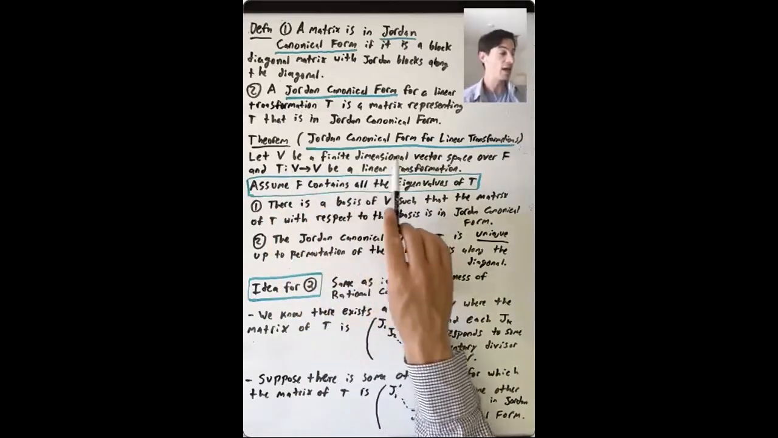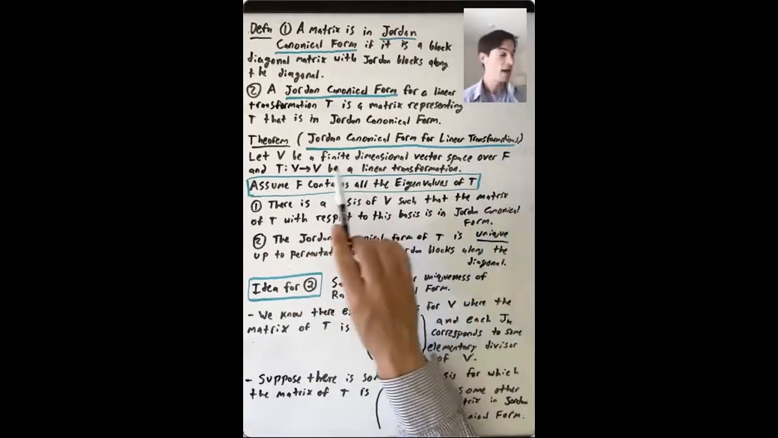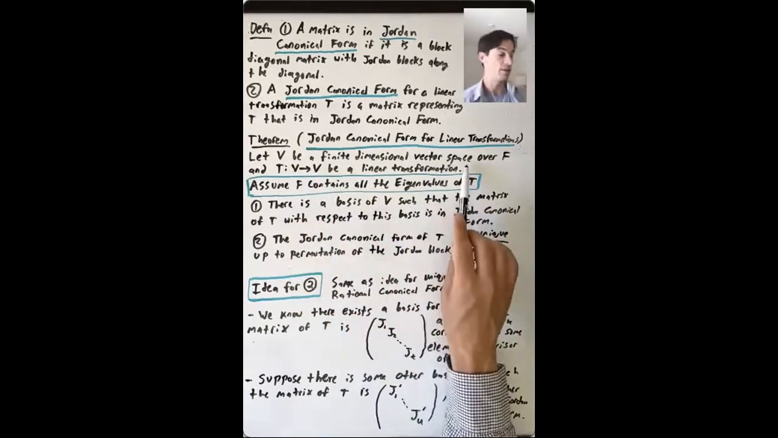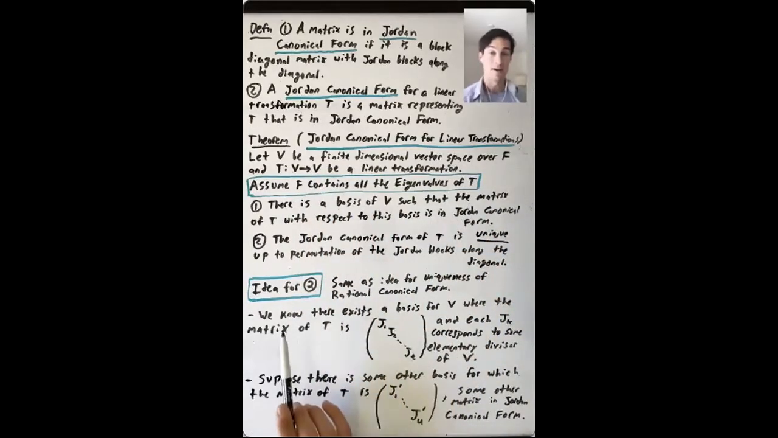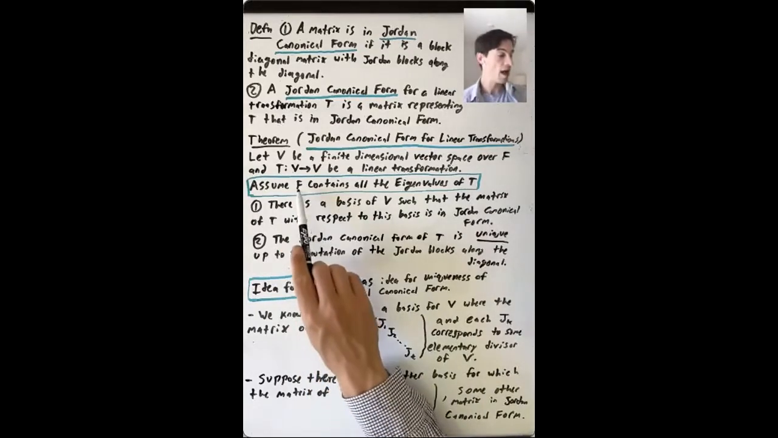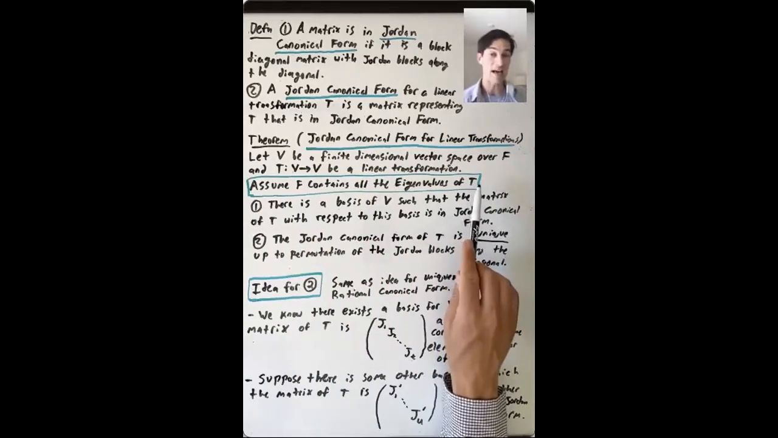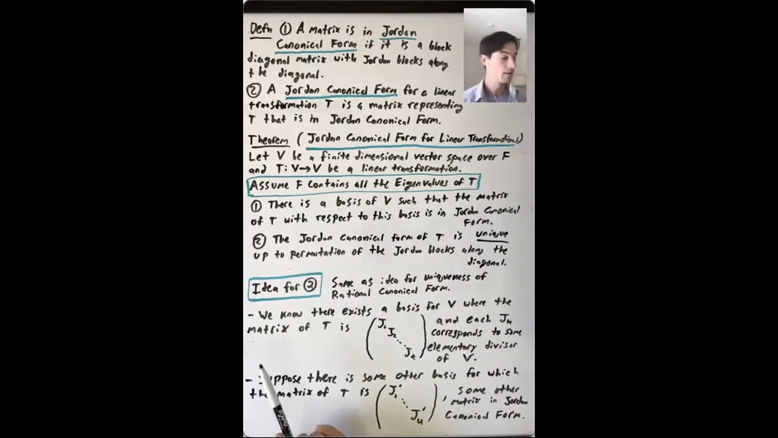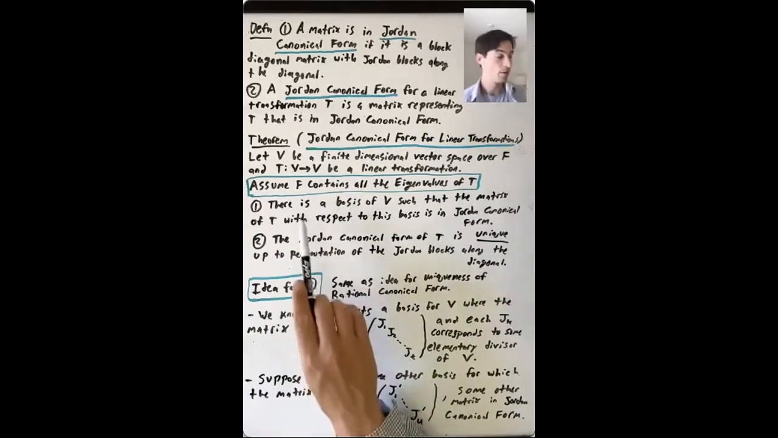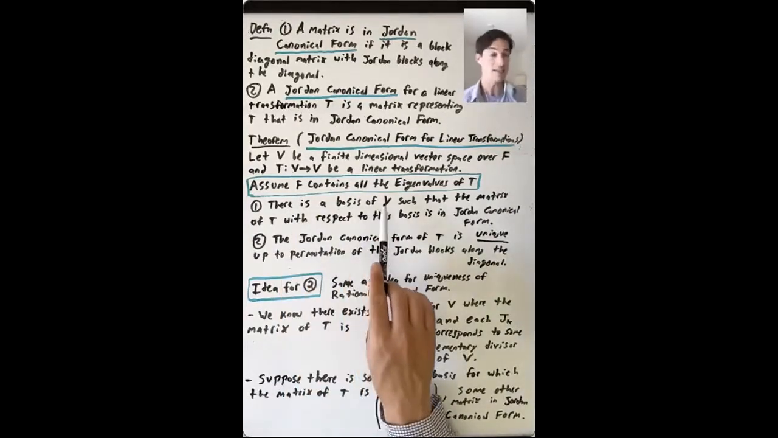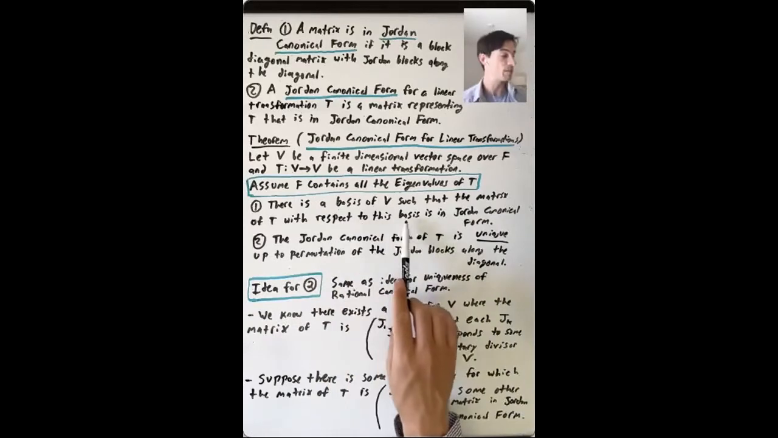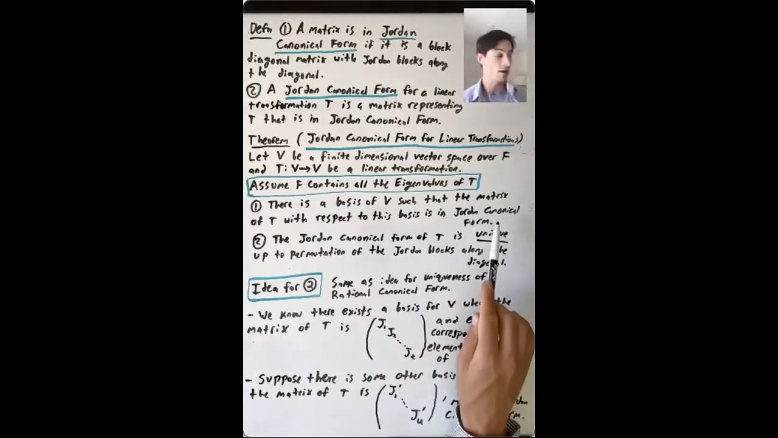Let's say that V is a finite dimensional vector space over a field F, and T is a linear transformation from V to itself. And remember, for this whole discussion, we want to assume that we're in the situation where F contains all the eigenvalues of T, so that all of the invariant factors of T factor into products of powers of linear polynomials. Okay, so under that assumption, 1, there exists a basis of V such that the matrix of T with respect to this basis is in Jordan canonical form.